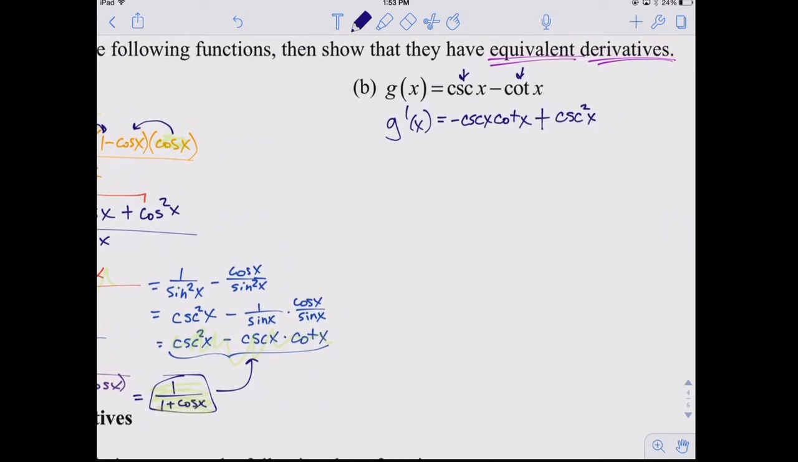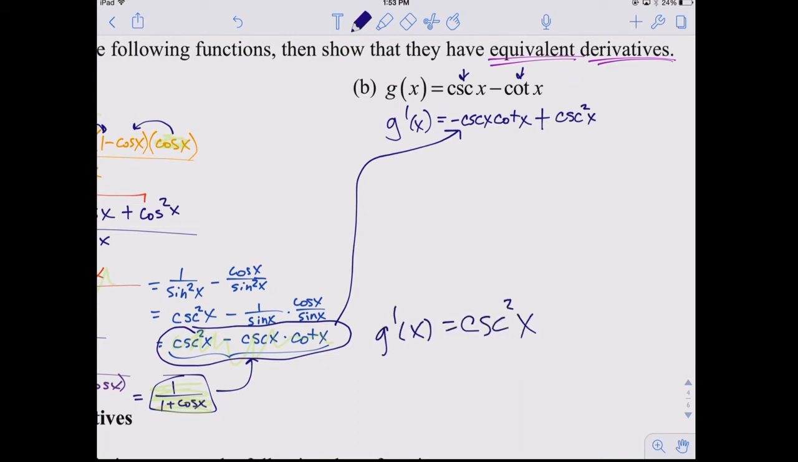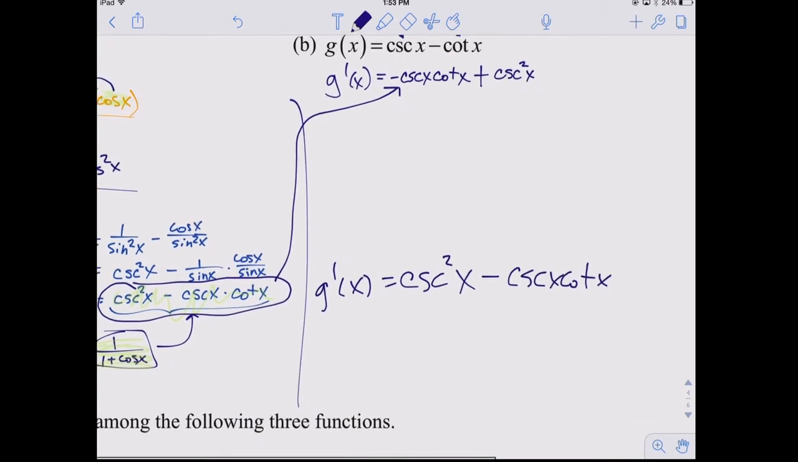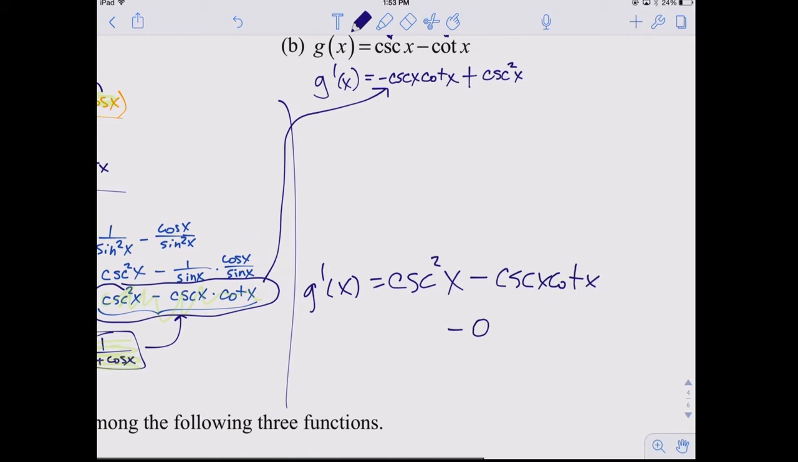Well, we played around enough on the left side that I think that's going to be pretty easy to show, isn't it? All we have to do is commute the terms. G prime of x is equal to cosecant squared of x minus cosecant x cotangent of x. So remember, if we were doing this as a proof, we just showed that they were the same. You used to sign off on it, right? QED, something like that. Or you would sign your name.